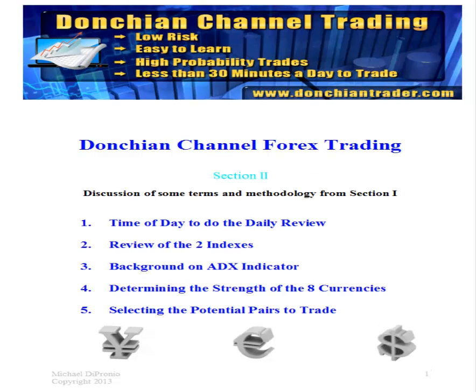In Section 2, we'll go into a little bit more detail behind our analysis. We'll be talking about: 1. The time of day to do the daily review. 2. Review of the 2 indexes. 3. Background on the ADX indicator. 4. Determining the strength of the 8 currencies, and 5. Selecting the potential pairs to trade.